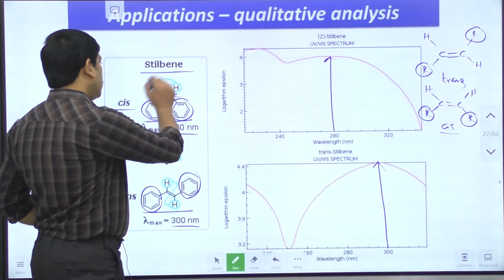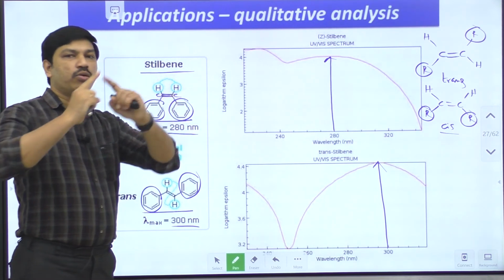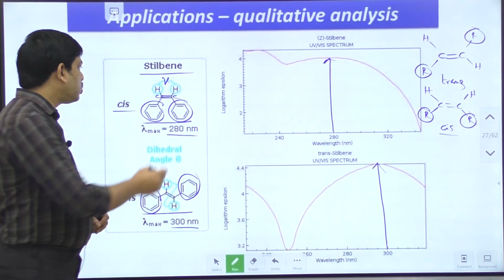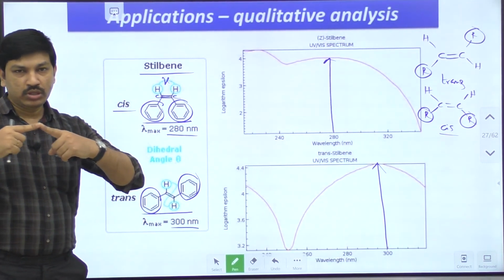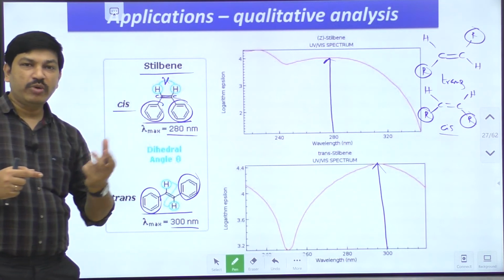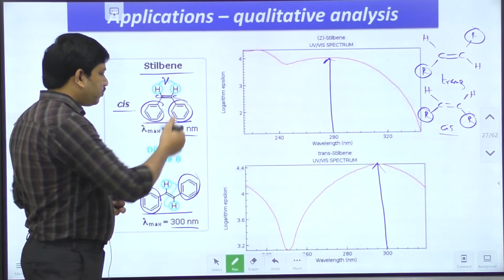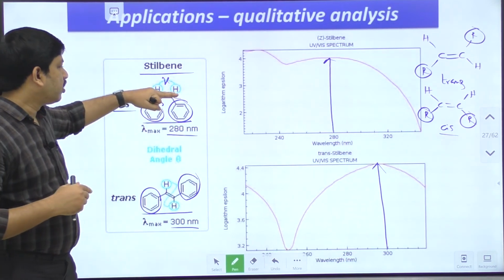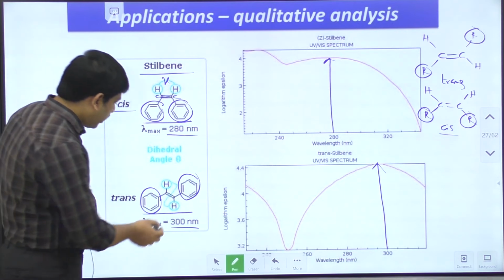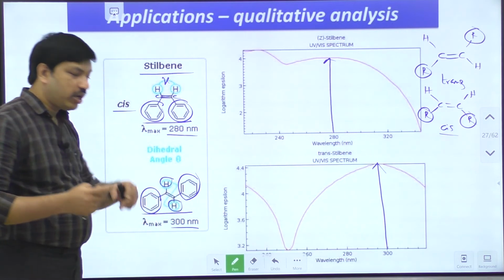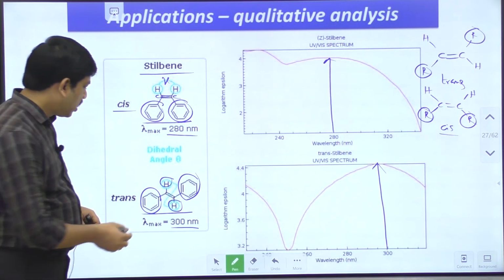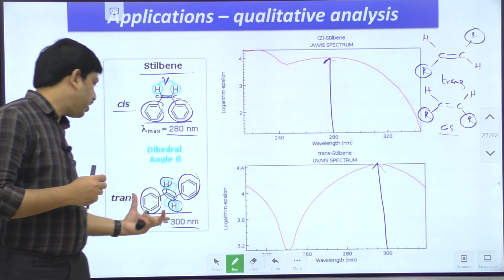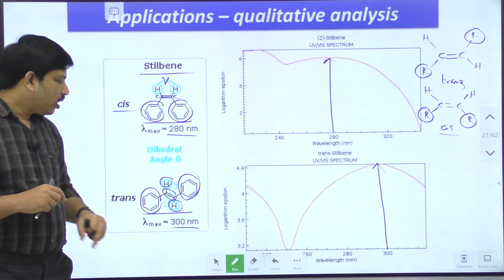So what is the reason? In the cis case, the two hydrogen atoms are very close to each other, so they have some kind of repulsions, and this is a highly restricted double bond. So it is very difficult to excite electrons from the pi bonding to the pi star anti-bonding. Whereas in the trans case, these two hydrogens are away from each other, they don't have any repulsions, and this double bond doesn't have any restrictions from either the phenyl groups or the two hydrogens.